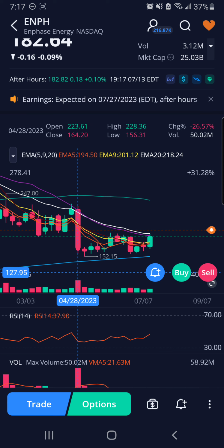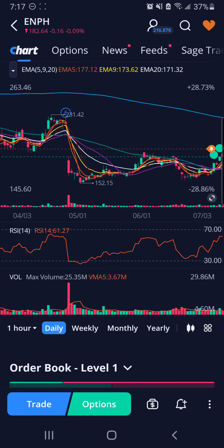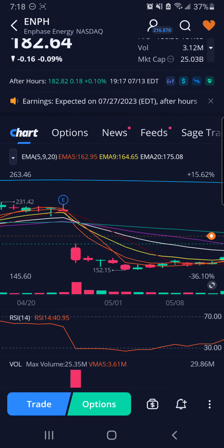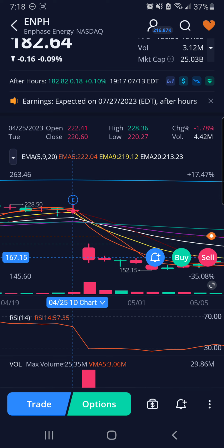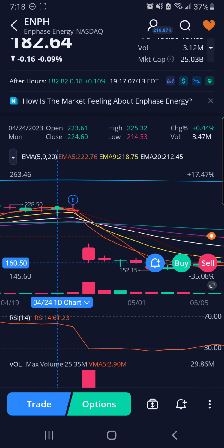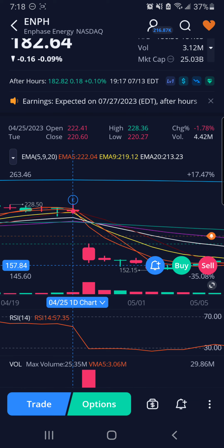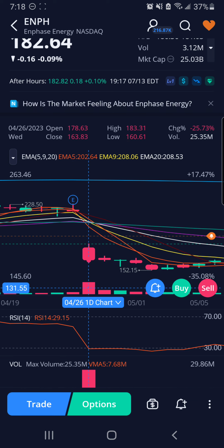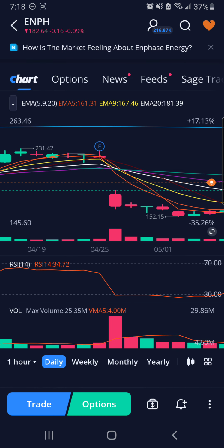Now, if you want to get a better idea of why that happened, you go to the daily, and then you see the daily. This blue E on the top here, and this candle, that's earnings. So they had their earnings on April 25th, and their stock dropped 25.73%. So that's where that weekly candle comes in.